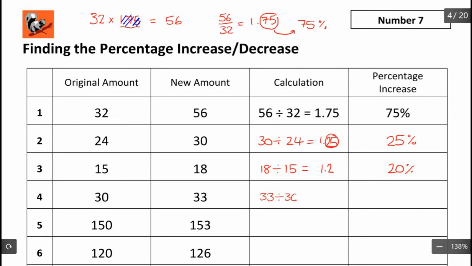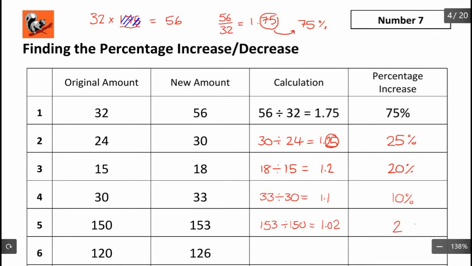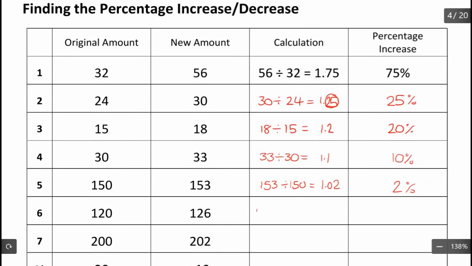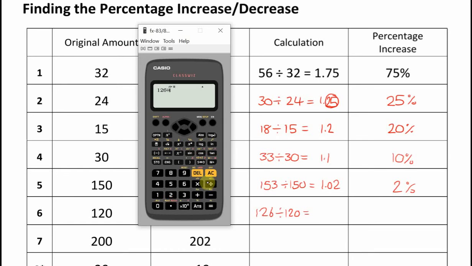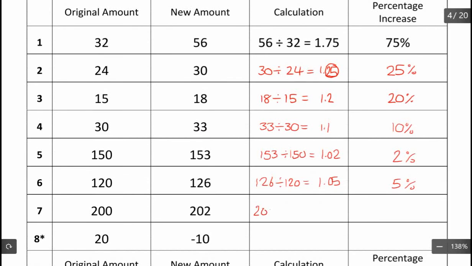33 divided by 30 would be 1.1, and that's an increase of 10%. 153 divided by 150 gives us a decimal of 1.02, which is an increase of 2%. 126 divided by 120 is 1.05, so that's an increase of 5%. We're going to keep going down. 202 divided by 200 is 1.01, so that's an increase of 1%.